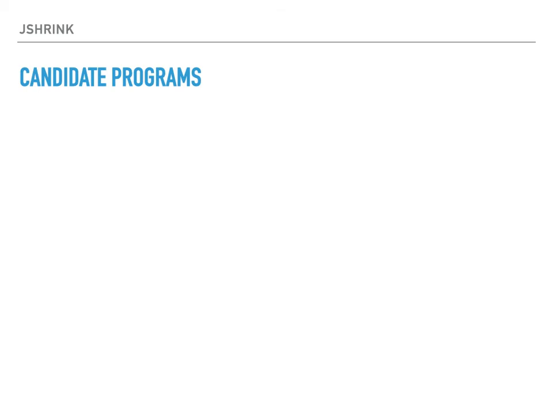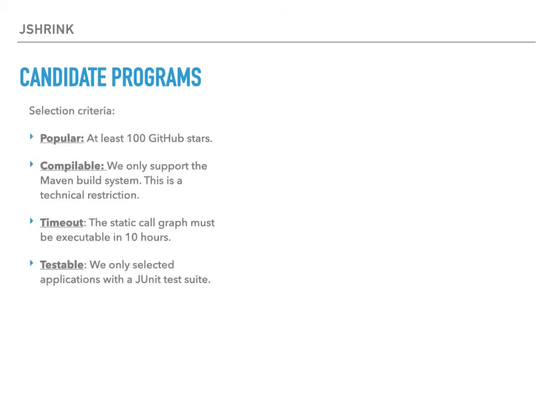First, we obtained some candidate programs. Our selection criteria were as follows. They had to be popular. As we were surveying GitHub, we considered this to mean at least 100 GitHub stars. They had to be compilable. They had to not time out. We had a 10-hour timeout for the static analysis, so they had to meet this timeout criterion. And they had to be testable. They had to come with a JUnit test suite.